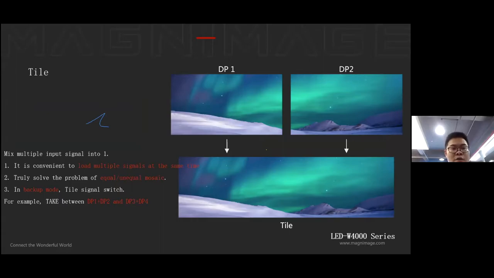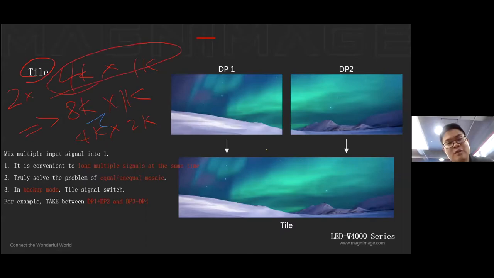Also, it has a tile function. For example, you have two 4K by 1K inputs. Using the tile function, you can combine two of them into one 8K by 1K or one 8K by 2K. When you select the input signal, normally you have to choose the left part and the right part, but with the tile you just select one button and it will automatically go to the two combined. So you don't need to choose the left and right part, just use the tile function. It's very convenient.